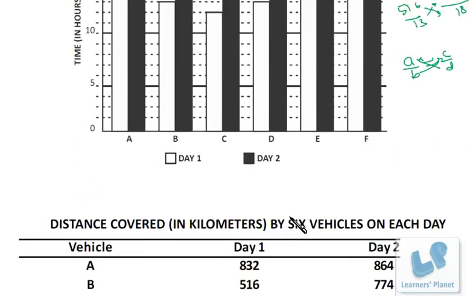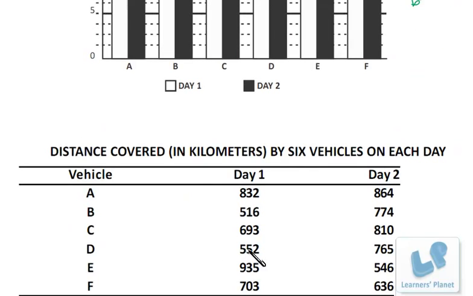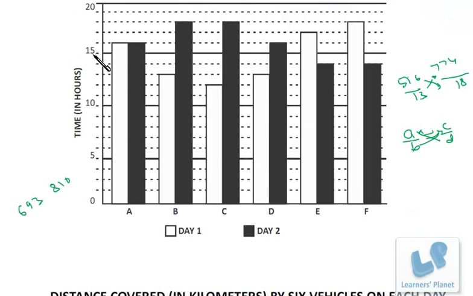Similarly we can check for C. C is 693 and 810. C on the first day is 12, on the second day it is 18. We do the same thing over here. Here the unit digit is 4, here the unit digit is 0. So even C is not the correct choice.